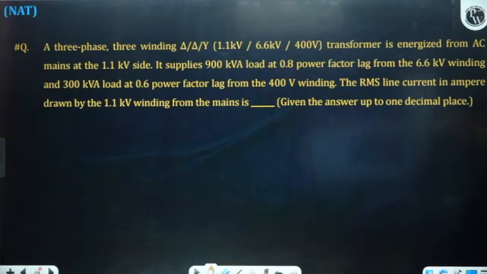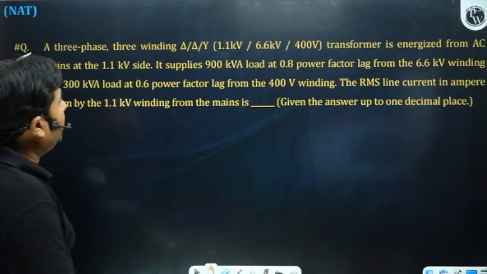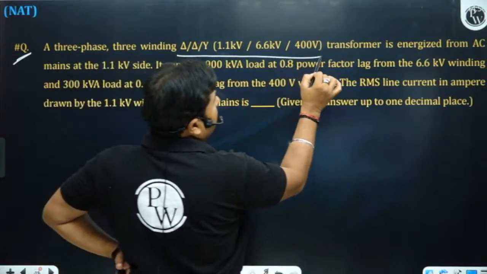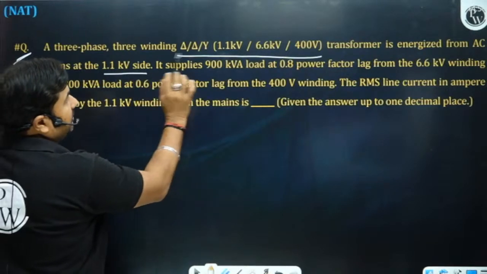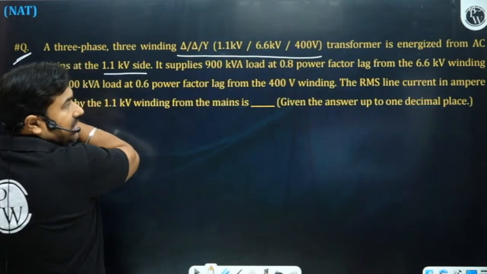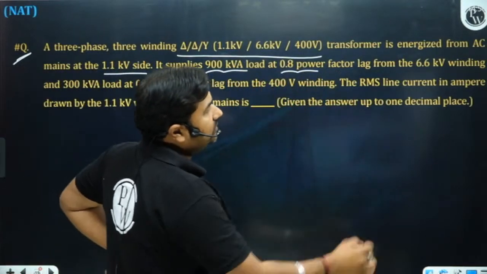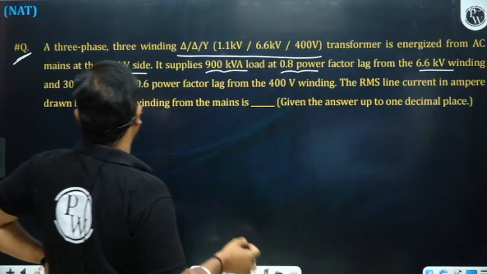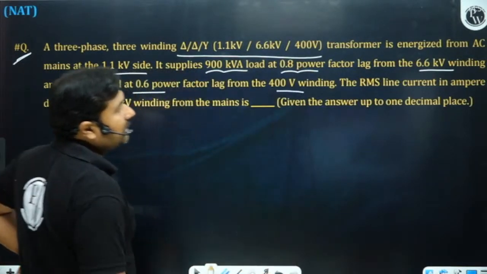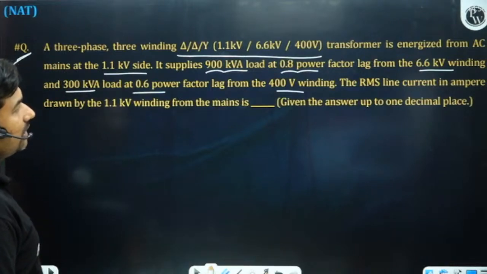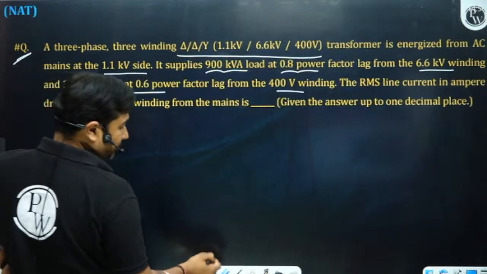Great, sir. Now let's talk about this one. A 3-phase 3-winding delta star transformer is energized from AC mains at 1.1 kV side. So it's basically a three winding three phase transformer. It supplies 900 kVA load at 0.8 power factor lag from 66 kV winding and 300 kVA load at 0.8 power factor lag from 400 volt winding. The RMS line current in ampere drawn by the 1.1 kV winding from the mains is?